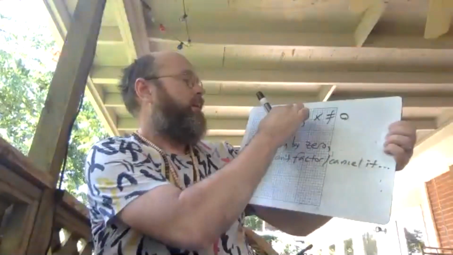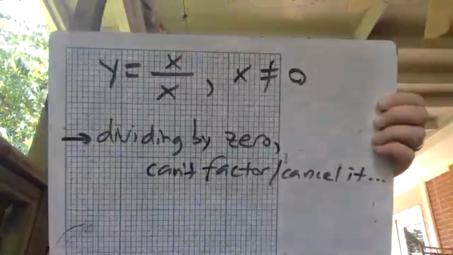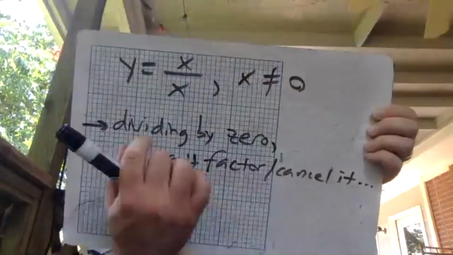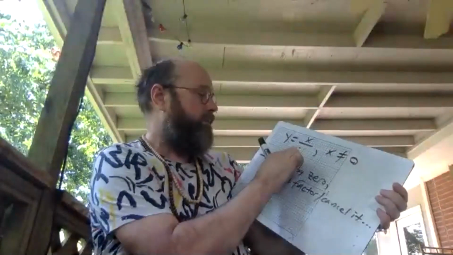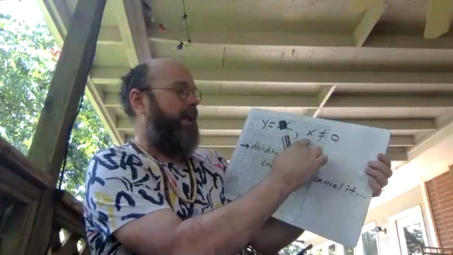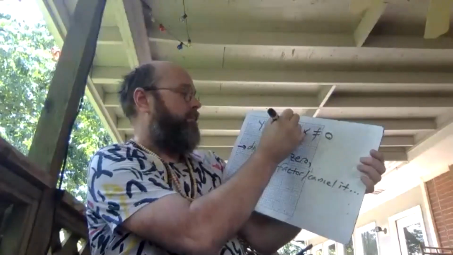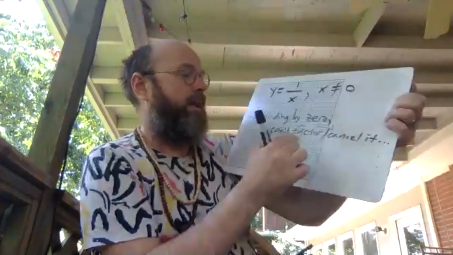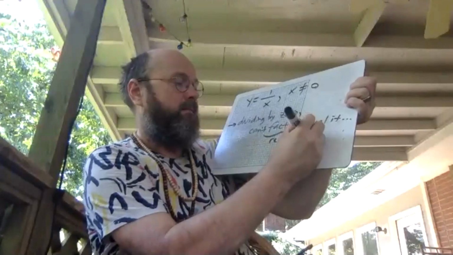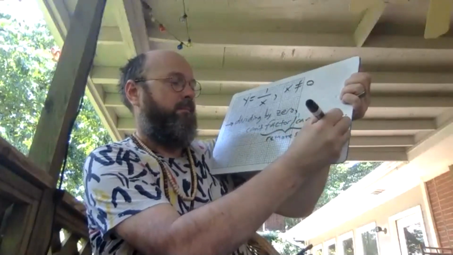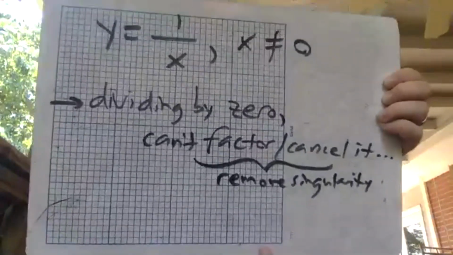Like, look, if this were our function, we can be really clever and cancel the x's and just get 1. So we can, and then we could remove this singularity. It'd be removable, but it's not removable. So we can't factor or cancel it. That is, we can't remove the singularity. Okay, I'm just saying. So what does that mean?